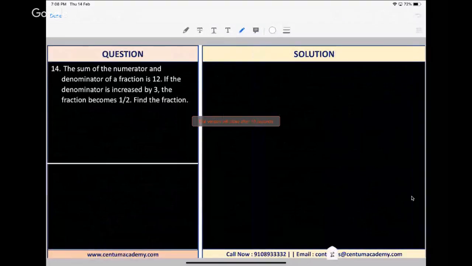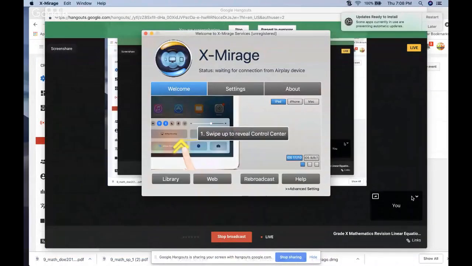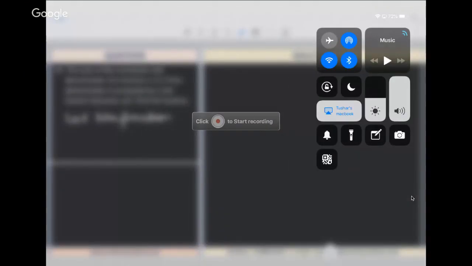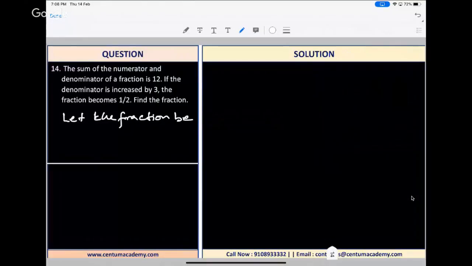Okay, so numerator denominator type. The sum of the numerator and the denominator of a fraction is 12. So this is a very typical linear equation problem of CBSE board. So let the fraction be x upon y, correct? And they're saying the sum of the numerator and denominator of a fraction is 12. That means x plus y equals 12. This is equation number 1.